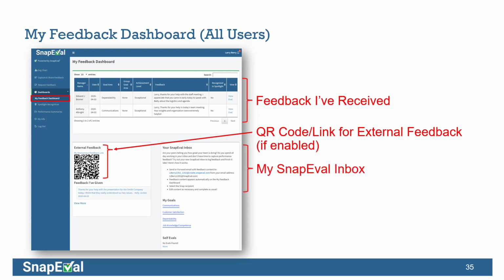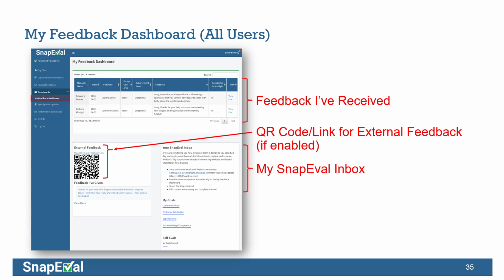There's another feature here that allows you to take feedback that you may receive via email and instantly turn it into a snap without the process of having to copy and paste content from an email into a snap. So what you're able to do with this SnapEval inbox feature is you can forward from your corporate email address an email that you would like to turn into a snap to this special email address, and you can see that it ends in create.snapeval.com.